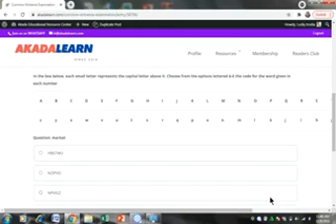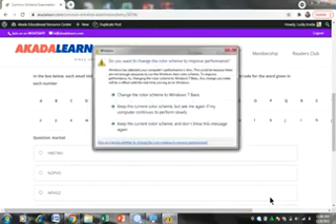Now listen to the instruction. In the box below, each small letter represents the capital letter above it. Choose the option letter A to E, the code for the word given in each number. So what it means is that the capital letter will serve as the code. For the word given in each question, you use each letter where it falls to form the code.